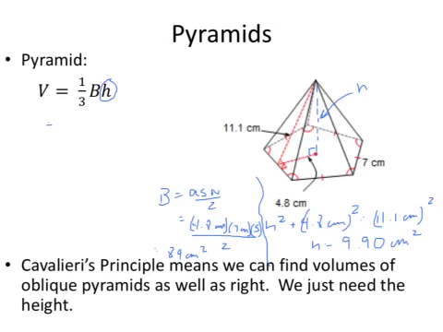So my volume is going to be 1/3 times 84 centimeters squared times 9.90 centimeters. So my volume should be 277.2 centimeters cubed for this pyramid.